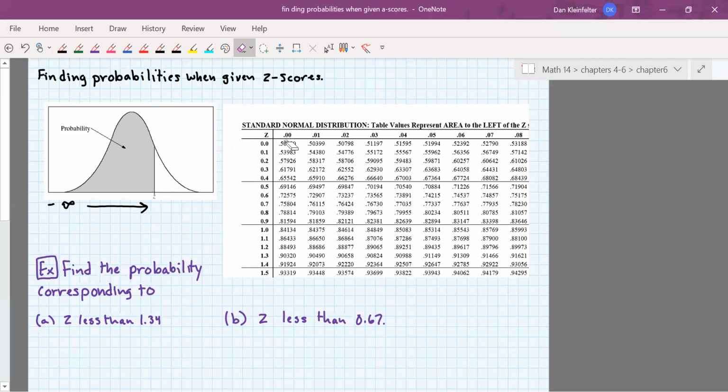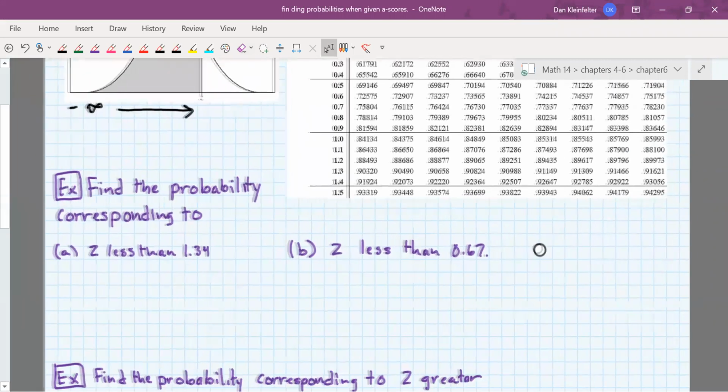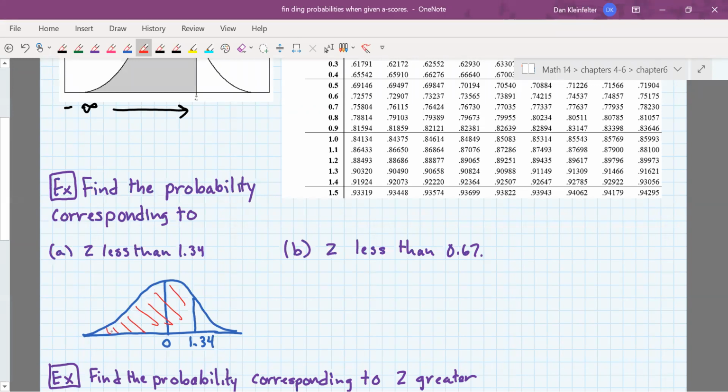The easiest way to see how this works is by trying it. Let's say that we want to find a probability corresponding to a z value that is less than 1.34. It's always a good idea, especially if you're just starting out, to draw out the normal distribution you're working with and also locate the area that you want. We wanted to know for a z of 1.34, what is the area to the left of 1.34, because it says z is less than 1.34.